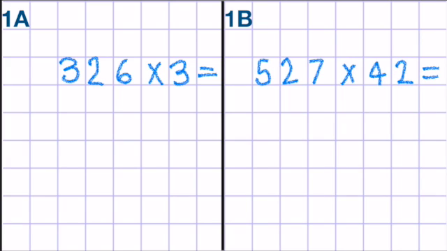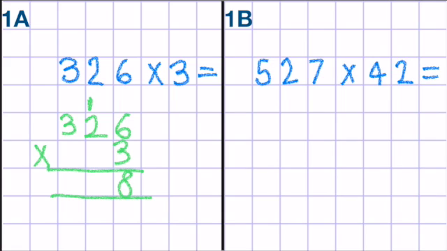1A, 326 times 3, 527 times 42. Press pause. Okay, 326 times 3. 3 times 6 is 18, carry the 1. 3 times 2 is 6 plus 1 is 7. 3 times 3 is 9.